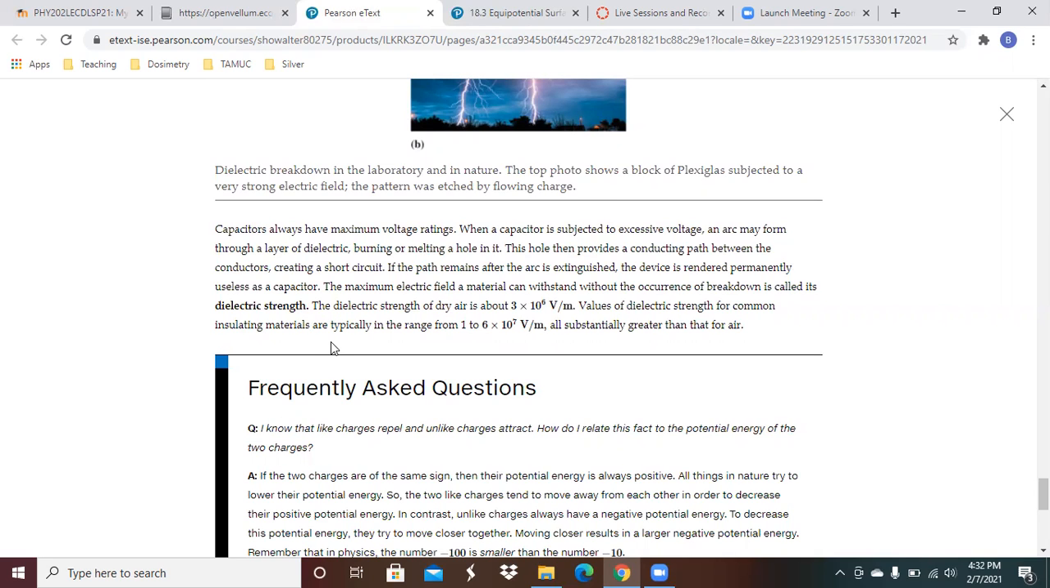The maximum electric field that a material can withstand without the occurrence of breakdown is going to be called your dielectric strength. The dielectric strength of dry air is about 3 × 10⁶ volts per meter. And common insulating materials range somewhere between 1 to 6 × 10⁷, all substantially greater than that for air.